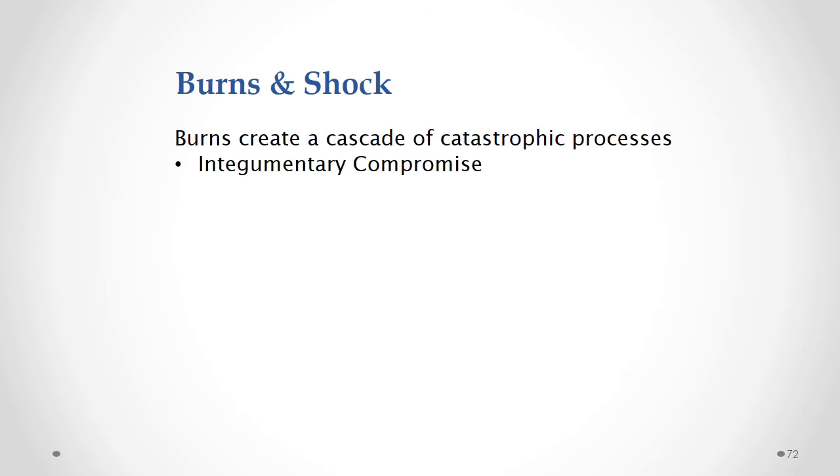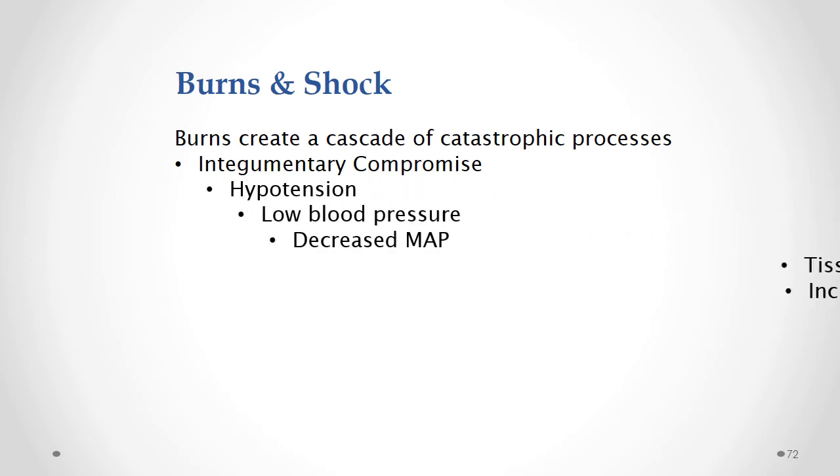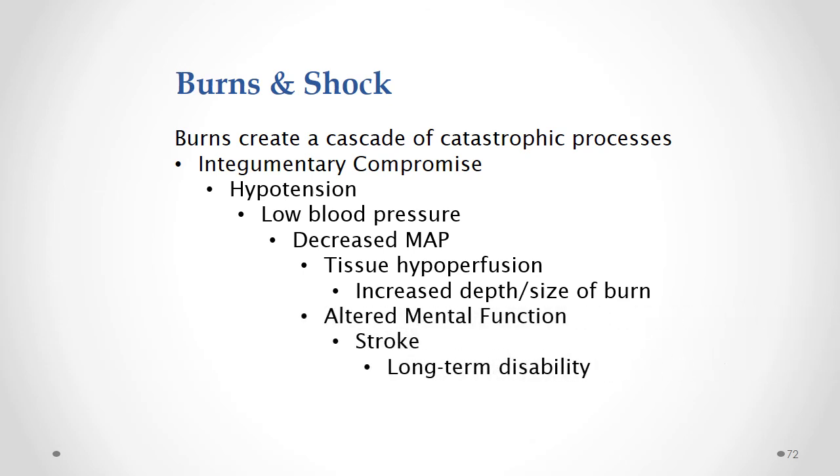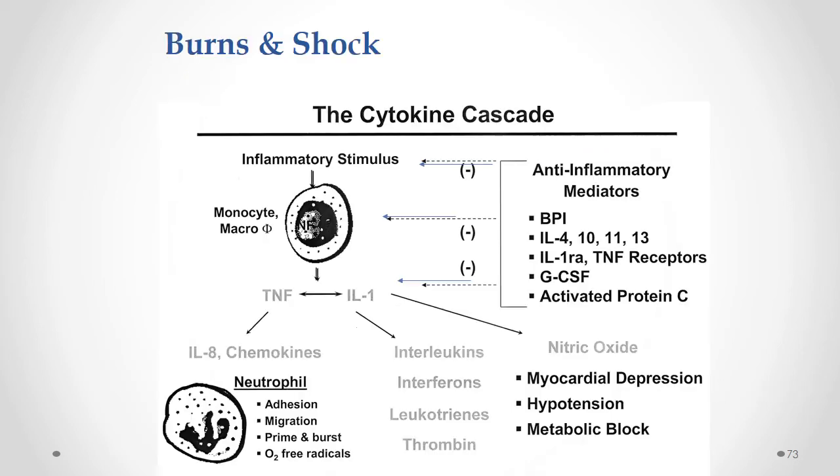From an integumentary process, we get hypotension, low blood pressure, that leads to decreased MAP, which leads to decreased perfusion of the tissues. That'll increase the depth and size of our burns. The decreased MAP also leads to altered mental function, which leads to stroke and long-term disability. Hypotensive shock is basically the end result.